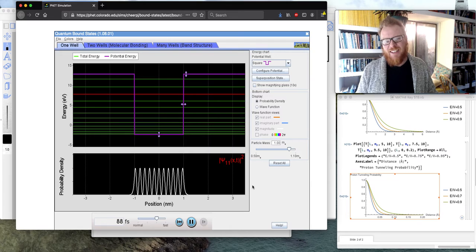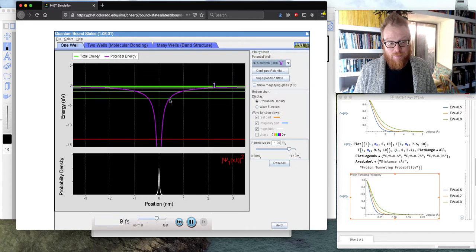So now what I want to show you, what's really cool, what's more realistic: electrons don't exist in these little square wells. It's actually a well like this, the Coulomb potential, right? And so what's really neat there, you can see in the ground state, the probability density is predicted to be somewhere right there in the middle.